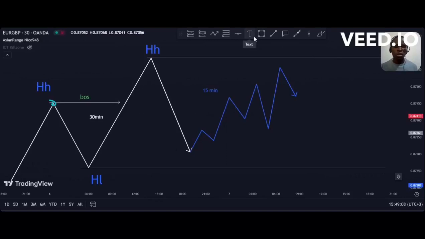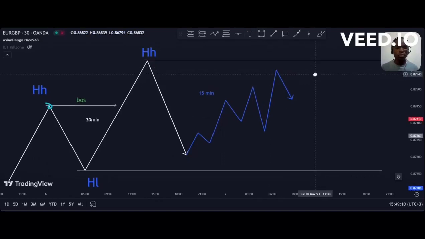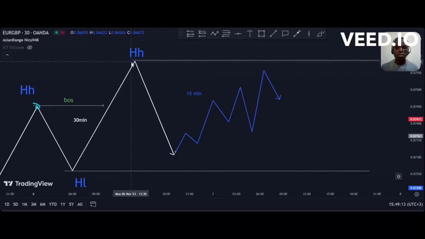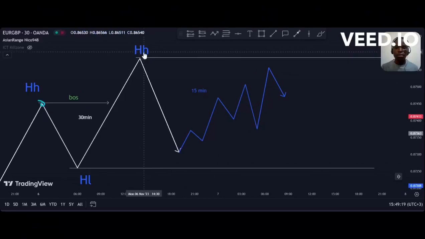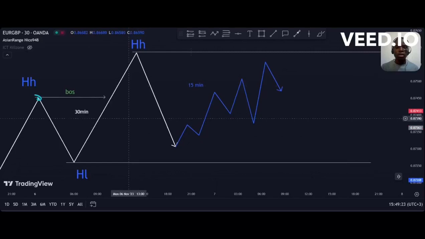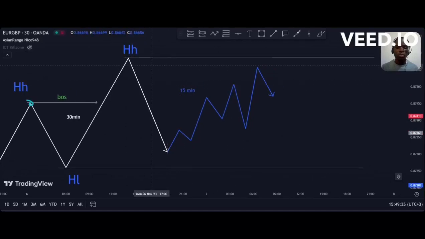So for us to enter sales, we start first by marking this high and this low. This is the current higher high and the current higher low. For us to enter sales, we want to see this high as we've marked out being broken. That's the first step we want to see before we enter sales. But for us to enter buys, we want to see this low being broken.